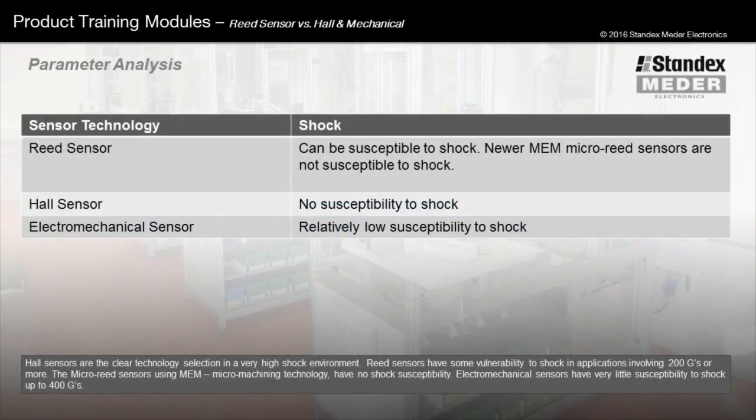Hall sensors are the clear technology selection in a very high shock environment. Reed sensors have some vulnerability to shock in applications involving 200 Gs or more. The micro Reed sensors using MEMS micromachining technology have no shock susceptibility. Electromechanical sensors have very little susceptibility to shock up to 400 Gs.